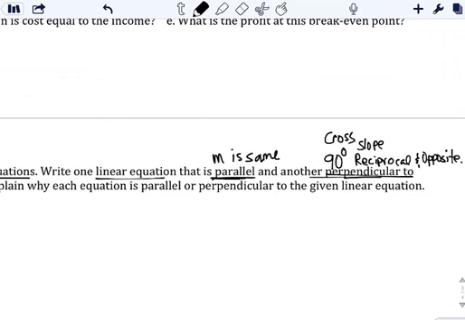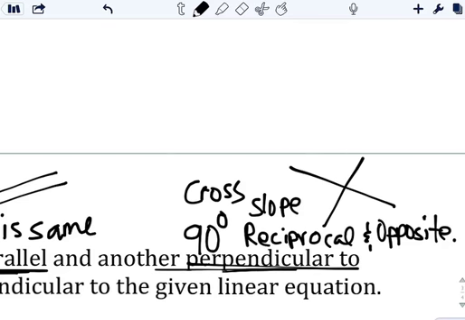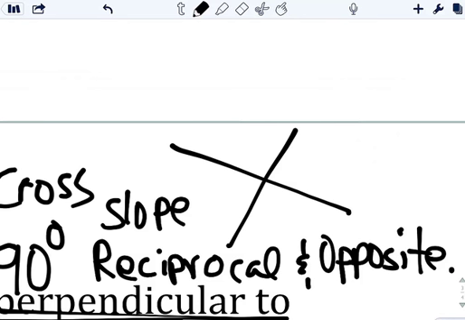Parallel is when two lines never meet, right? Perpendicular is lines that cross, and when we measure it, it equals exactly 90 degrees. We know that as long as the slope is different, the lines will cross, right? So to make this particular line perpendicular, we just have to use the opposite and reciprocal.